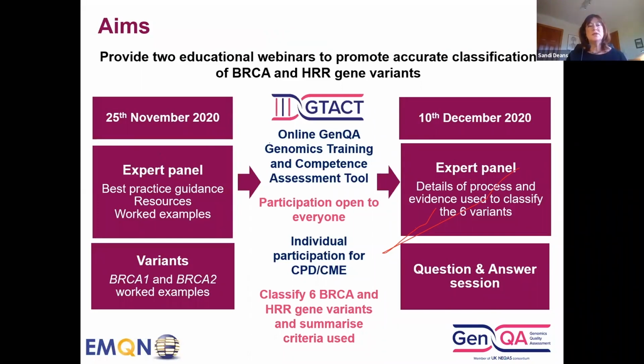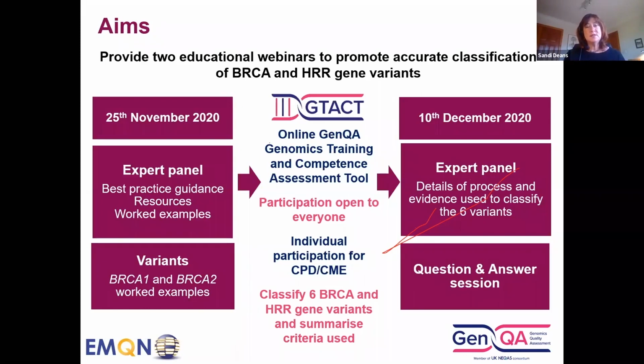We're also going to have some worked examples, one in great depth, and also some other simple and complex variants, so you can understand the process and the areas that we have to consider and the information to consider when classifying variants. As from today, we now have a live online genomics training and competency tool, which is now open, and participation, because it's online, is open to anyone who is interested to take part.